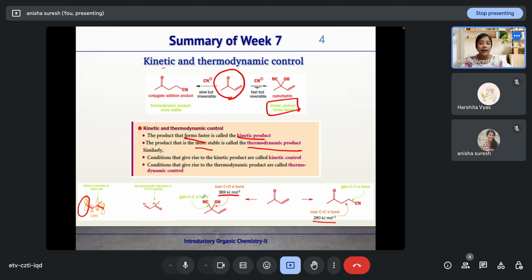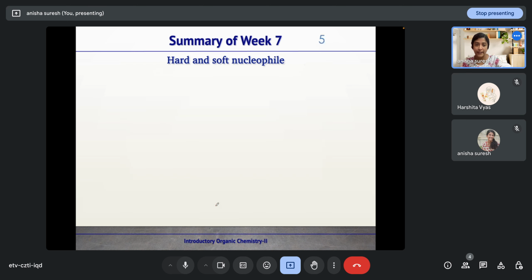So in both cases, the gain of a C-C sigma bond is taking place. When we consider the loss, here an energy of 369 kilojoule per mole is needed, and for the breaking of the C=C bond, we require 280 kilojoule per mole. So this requires more energy contribution, so this is less stable or less favored, and this will be more favored when we consider the energy contribution. That is why this is known as a thermodynamic product and this is known as a kinetic product.